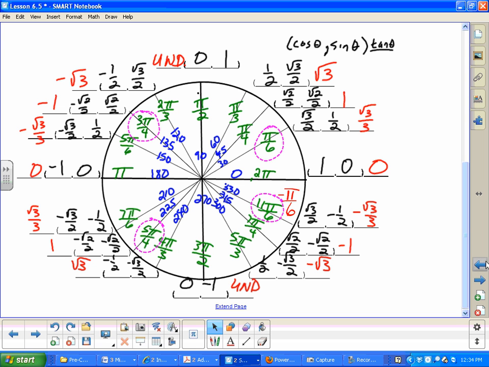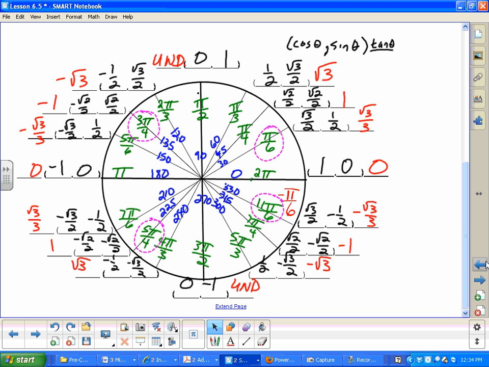Tangent, positive square root of 3 over 3, negative square root of 3 over 3. Let's pick a different angle. 3 pi over 4. Okay, I've got that one circled. 3 pi over 4, cosine is negative square root of 2 over 2.